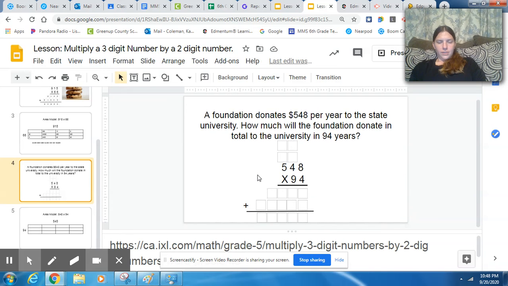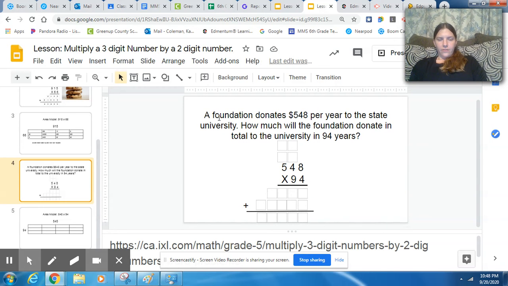Okay, one more example. A foundation donates $548 per year to the state university. How much will the foundation donate in total to the university in 94 years? Again, we don't want to have to multiply over and over and over again because that's going to be 94 times. It's going to take way too much time. We're going to use the standard algorithm for now.